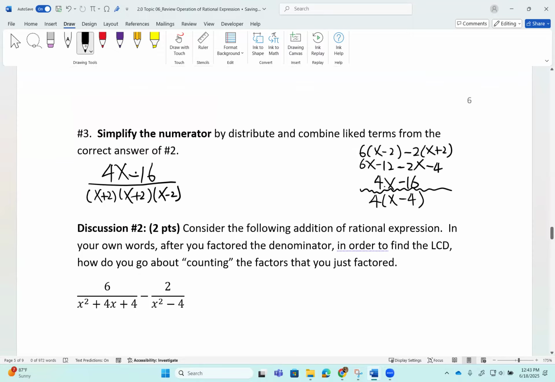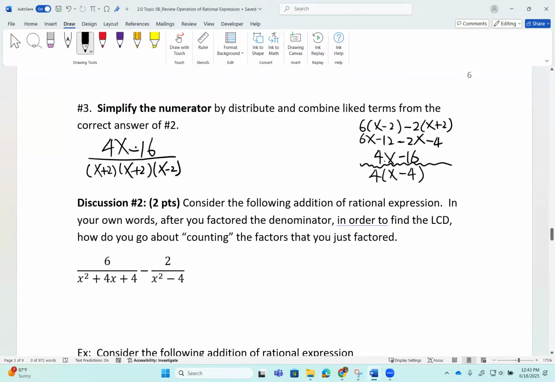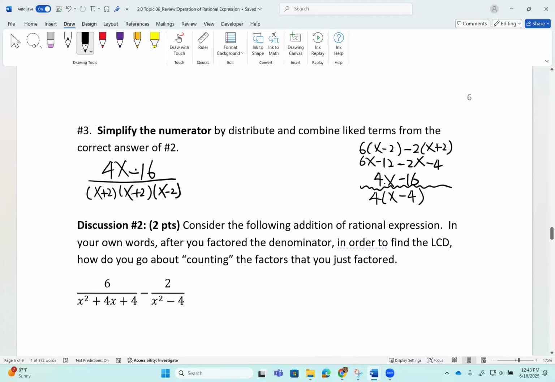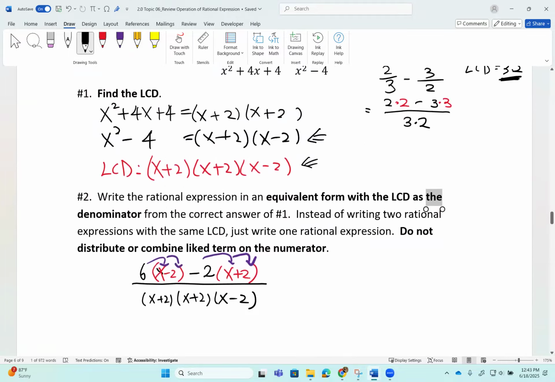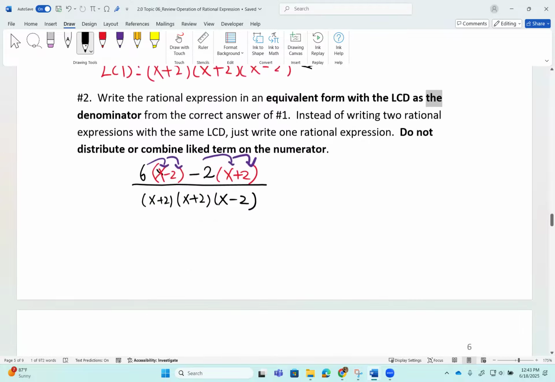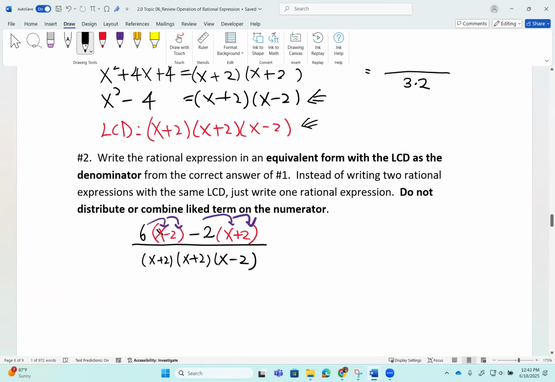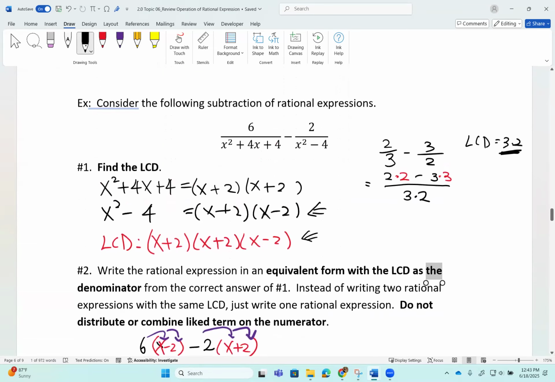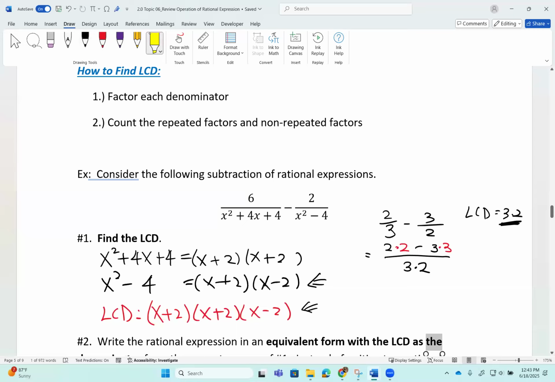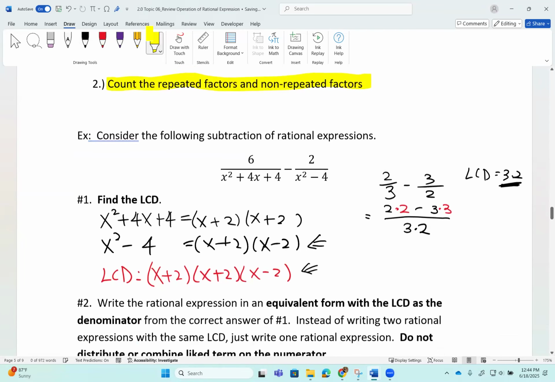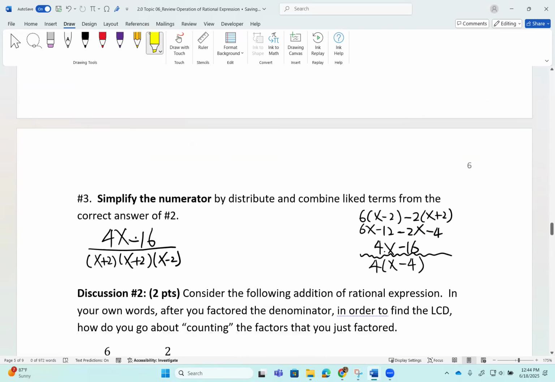There you go. All right, so for this problem we just did, after I factor the denominators, number one, in order to find the LCD, how do we go about counting the factors? And the way we count them is by what? We count the repeated factor and the non-repeated factor to find the LCD. Okay, so that's discussion number 2.